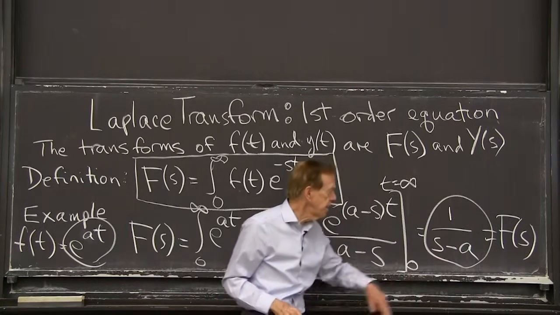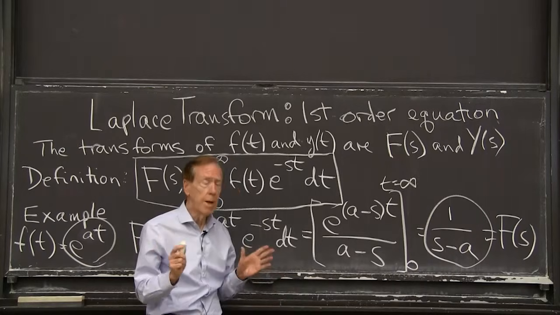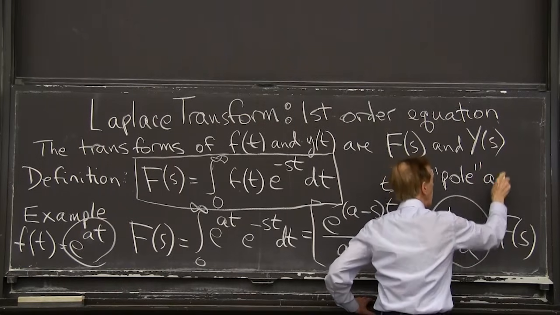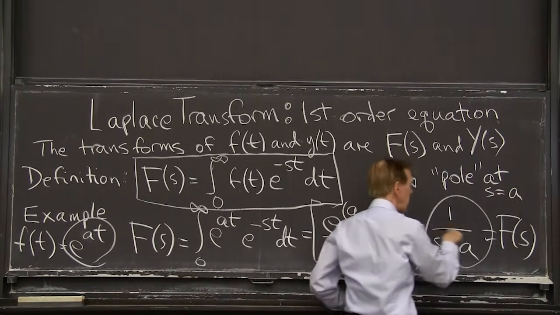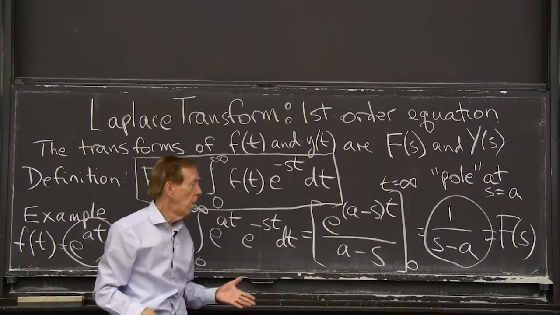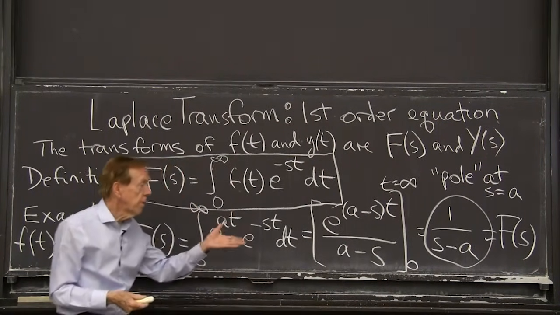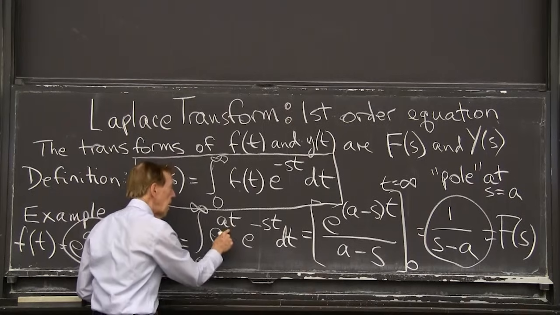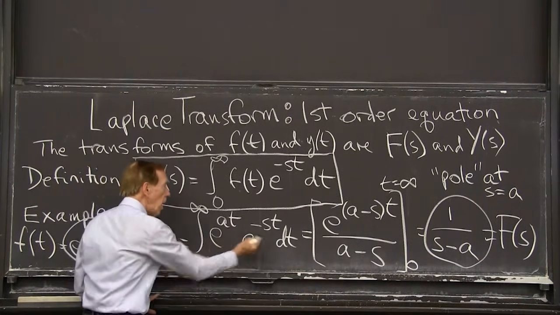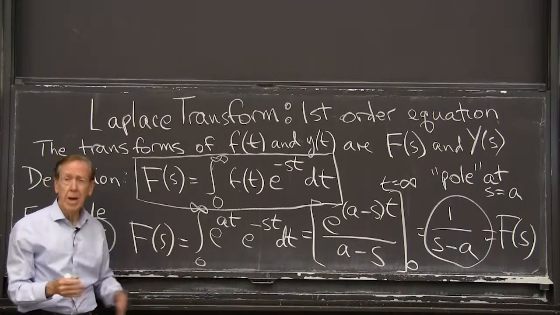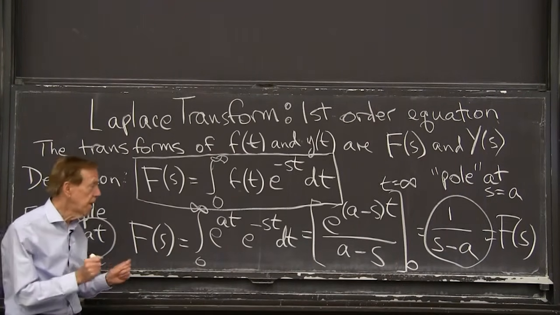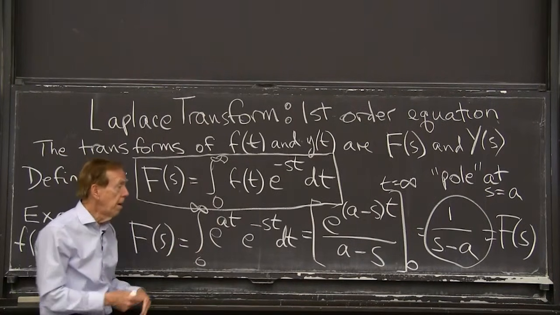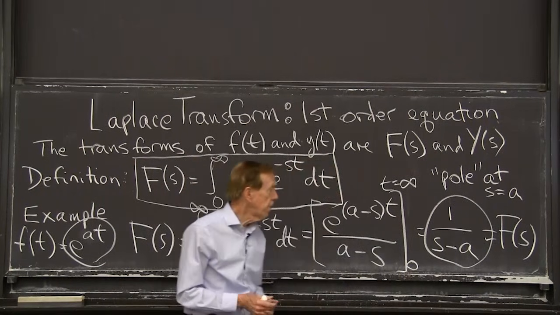In the transform, I see blow up, a pole. That's called a pole at s equal a. 1 over 0 is a pole. And I'm not surprised. So the answer is blowing up at s equal a. Well, of course, if s equals a, then this is the integral of 1 from 0 to infinity, and it's infinite. So I'm not surprised to see the pole showing up, the blow up showing up exactly at the exponent a. But this is a nice transform. Okay.